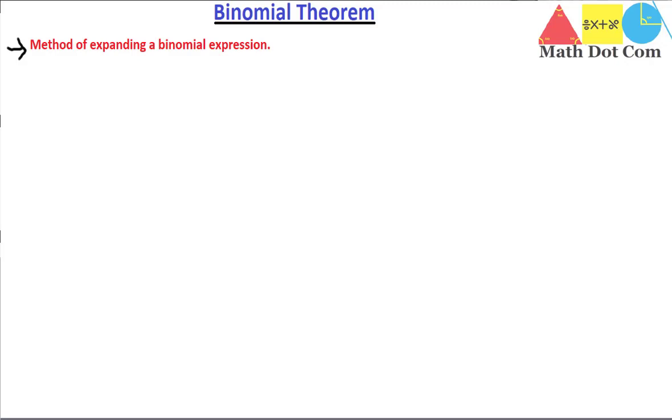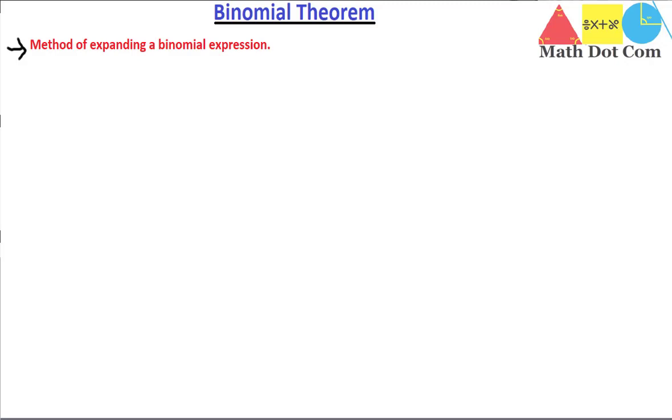Now what does it mean? Don't get confused, it's very easy. Just keep in mind that when you need to expand a binomial expression, you need to use the binomial theorem. Now what is a binomial expression? A binomial expression is an algebraic expression that consists of two terms. So keep this in mind: we use the binomial theorem only when you have two terms.